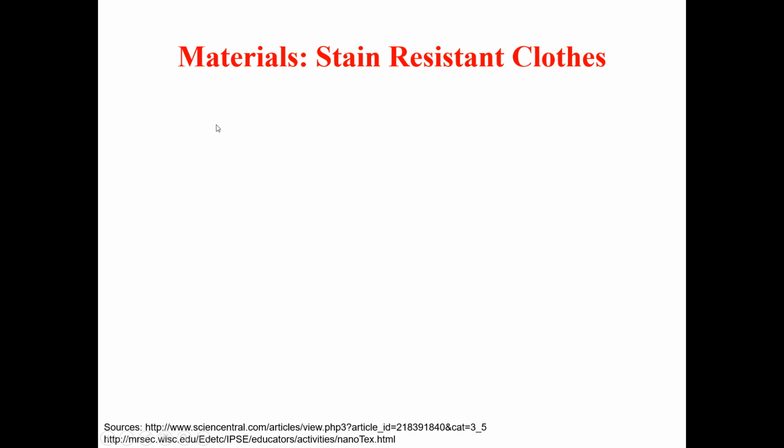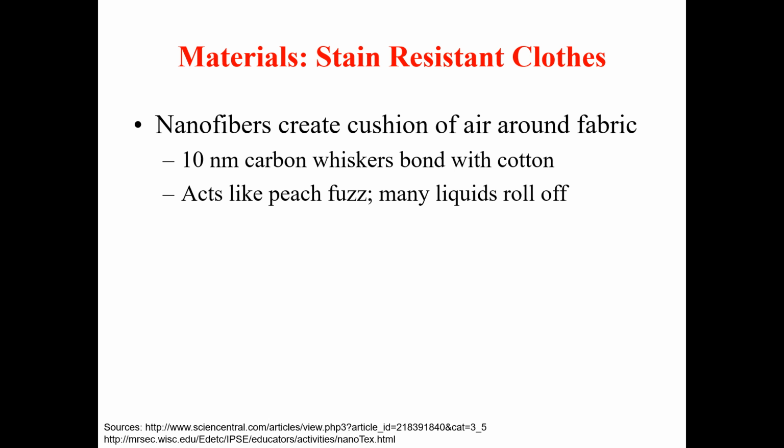First, we start from the materials. We mentioned on the previous slide stain resistant cloth. So what is the concept? The concept is that nanofibers create cushions of air around the fabric. That is the example we utilize for stain resistant cloth. What it means is that we have 10 nanometer carbon vesicles bound with the cotton. When bound with the cotton, it acts like peach fuzz, and many liquids roll up.